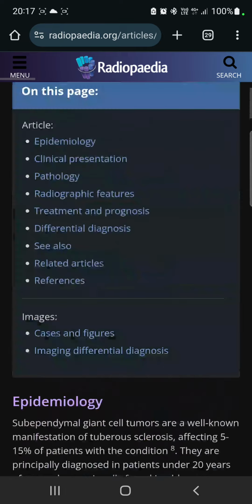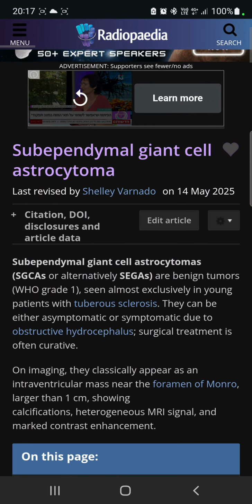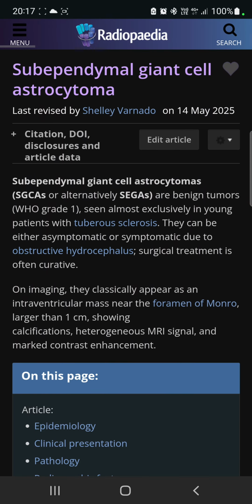Okay, so subependymal giant cell astrocytoma may be associated with tuberous sclerosis. It's benign. It may cause symptoms or not, and look for the other findings in tuberous sclerosis. If it is connected, it's enhancing, heterogeneous, and in the lateral ventricles near the foramen.